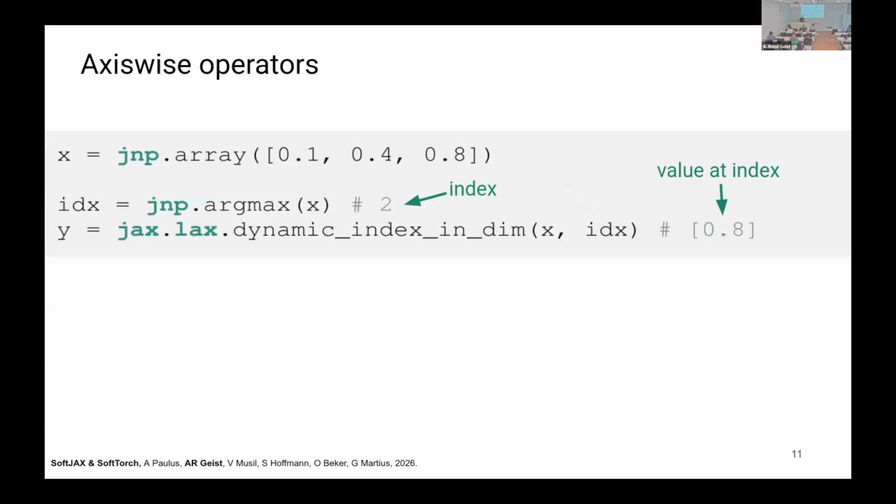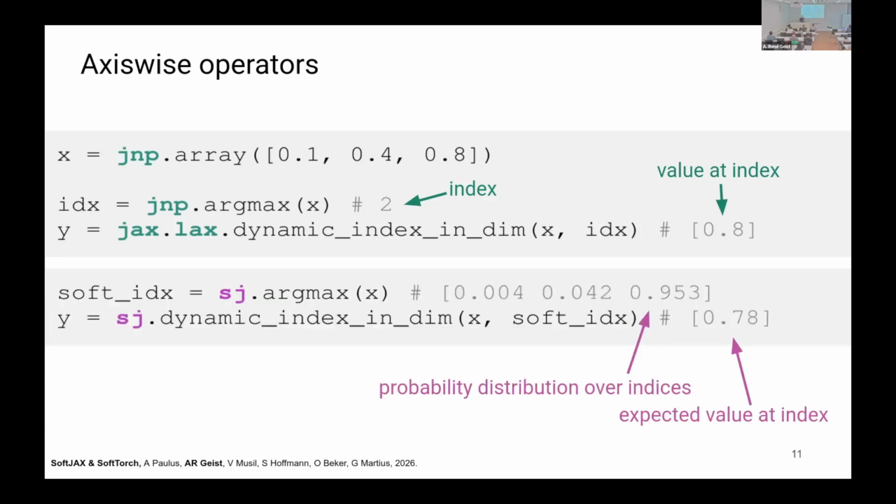Really interesting is what happens when you go to axis-wise operators. What is the canonical example for an axis-wise operator? Argmax. Assume you have an array X and you want the maximum value. Argmax returns an index, in this case the maximum is at index 2. Then you can select the array entry by selecting exactly the value at index 2. The important part is that argmax outputs an index, and the selection returns the value at this index.